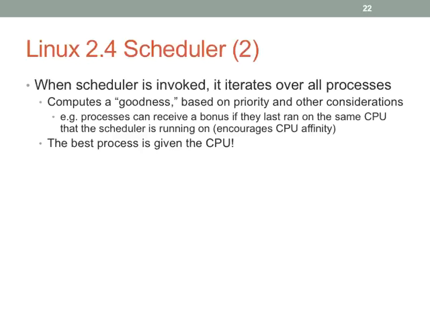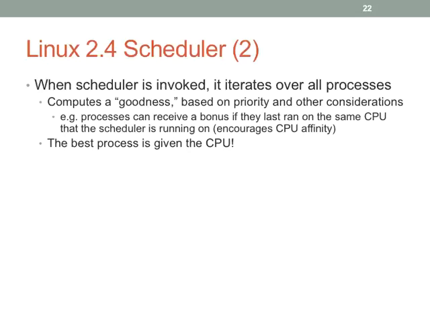So this is what would happen. The scheduler would iterate over all the processes on the system, and it would compute some goodness metric, which is kind of interesting. It was just some heuristic that the engineers came up with to say, this is how good we think you are.